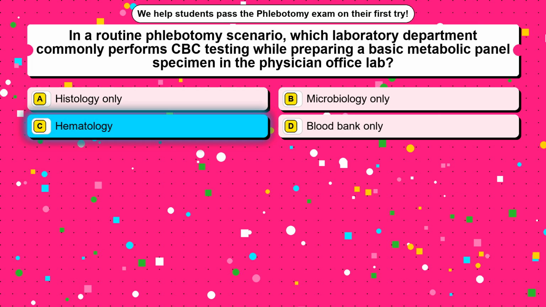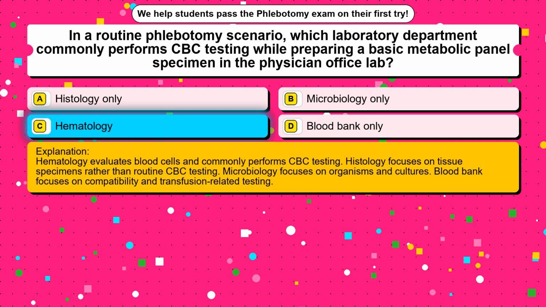The correct answer is option C. Hematology. Hematology evaluates blood cells and commonly performs CBC testing. Histology focuses on tissue specimens rather than routine CBC testing. Microbiology focuses on organisms and cultures. Blood bank focuses on compatibility and transfusion-related testing.